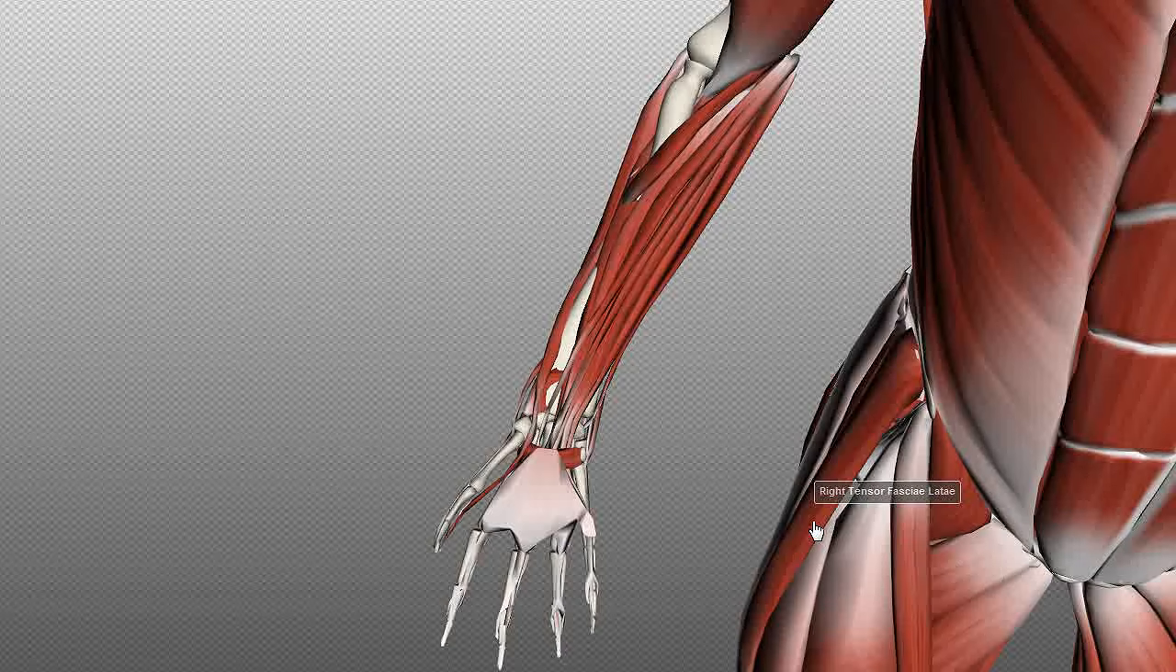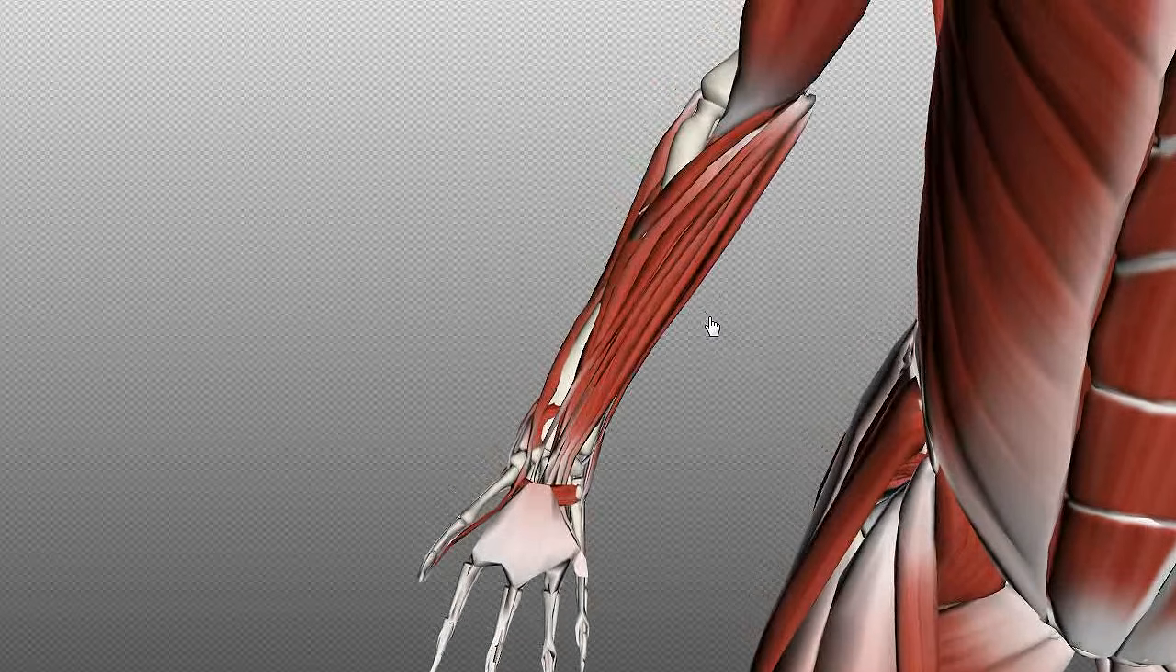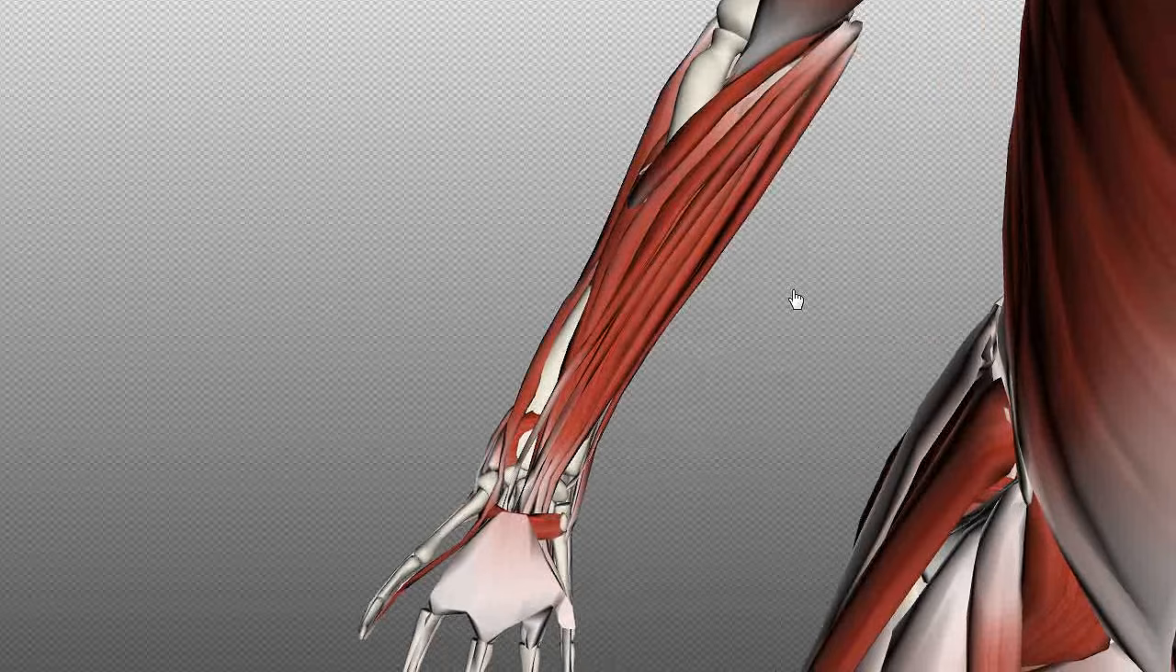So you've got three layers of muscle in the anterior forearm. You've got the superficial layer, the intermediate layer and the deep layer. I'm just going to talk you through these muscles from superficial to deep. In the superficial layer you've got four muscles. You've got the flexor carpi ulnaris, the palmaris longus, the flexor carpi radialis and the pronator teres.